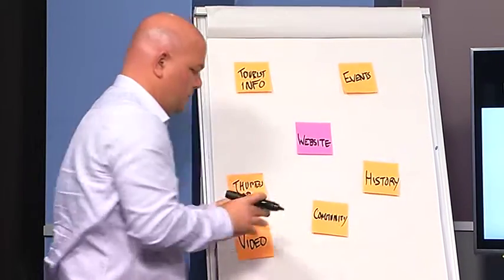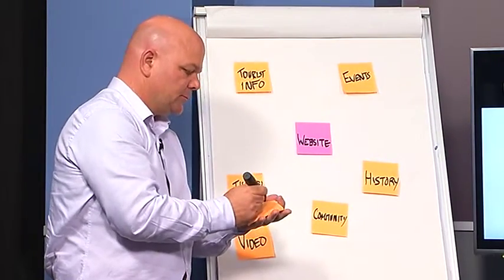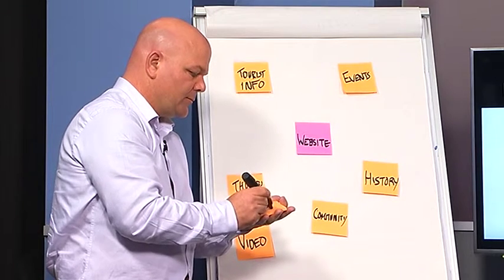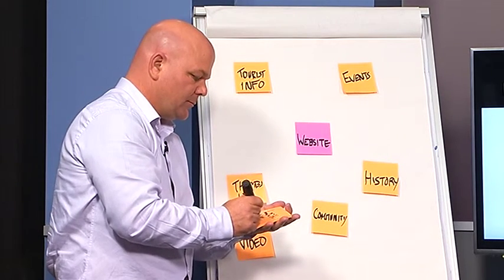So you see, the idea is to build up the ideas around the central topic and just write them up on the post-it notes, because we're going to use some of the post-it notes again in the next part of the process, which is to prioritise.